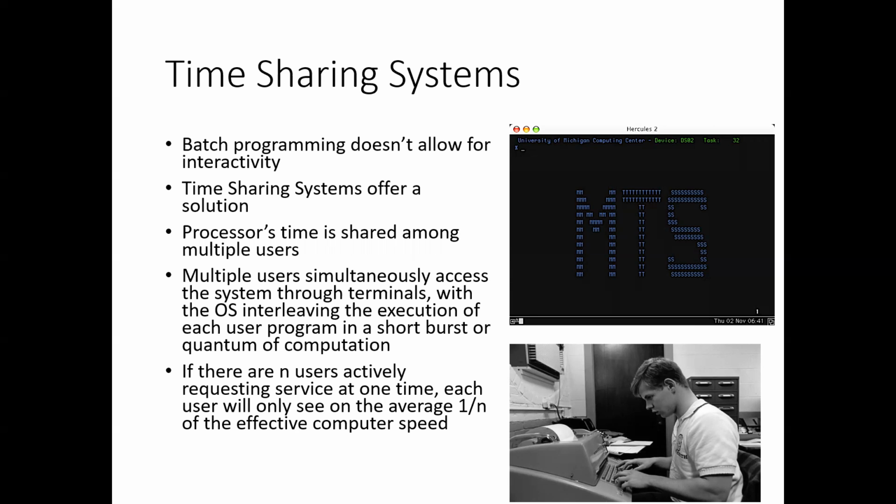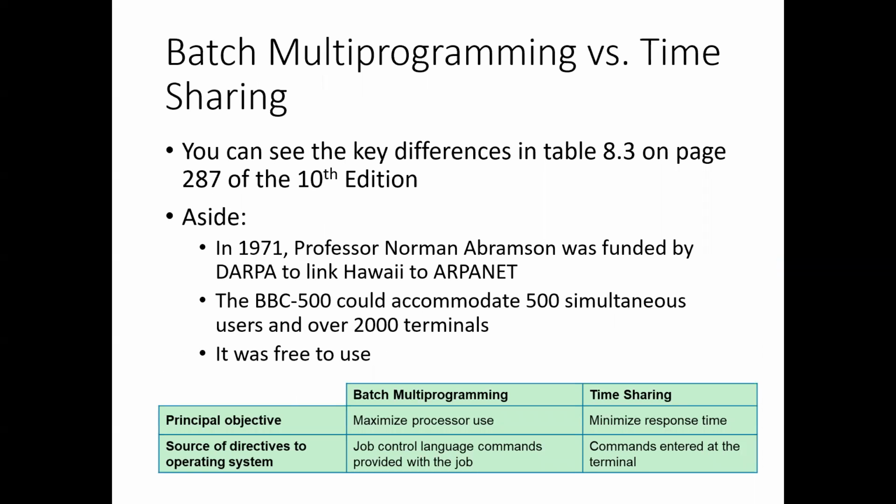And pictured here is the University of Michigan Computing System, Computer Center MTS, Michigan Terminal System, which was a multi-programming environment. And there are some key differences. The MTS was time sharing. With time sharing, you focused on minimizing the response time and you had user commands entered at the terminal. With batch multi-programming, you're interested in maximizing the processor use, and you use the job control commands provided with the jobs.